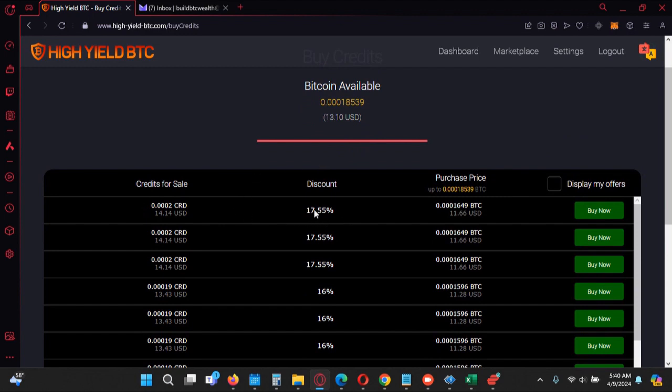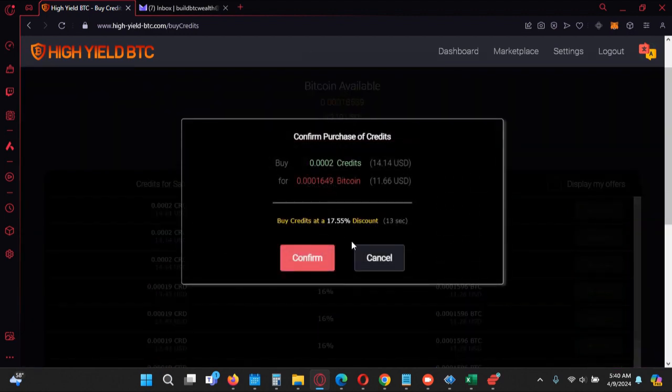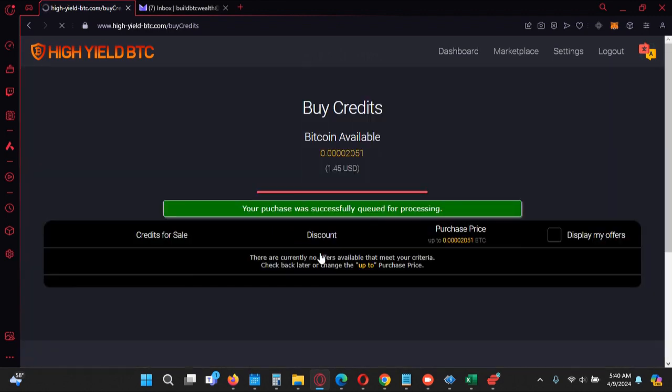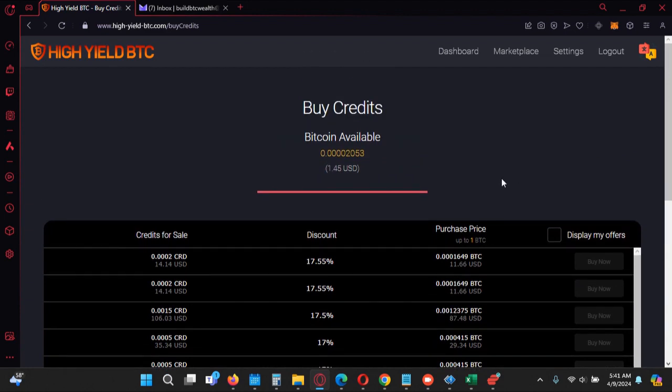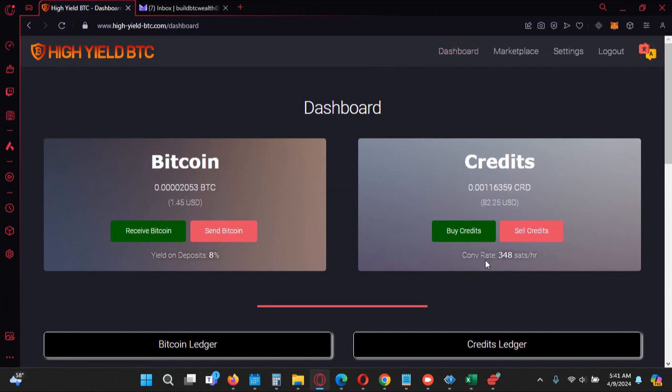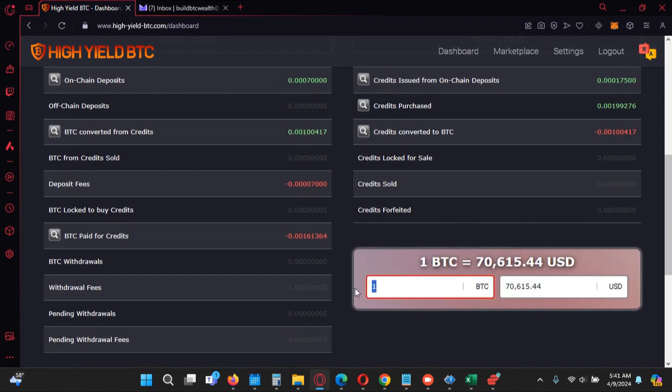Okay. So I can buy this here at 17.55% discount. So I'm gonna go ahead and buy that. Remember, I got that 328 Satoshis. So I'm gonna go ahead and make this purchase. All right. And let me see what else is out there real quick, just to see if there are any higher things available. Okay, yeah, that's it. Okay, so I'm gonna go back out to the dashboard and see what we're looking at now. Okay, so my conversion rate just increased from 328 Satoshis per hour to 348 Satoshis per hour.